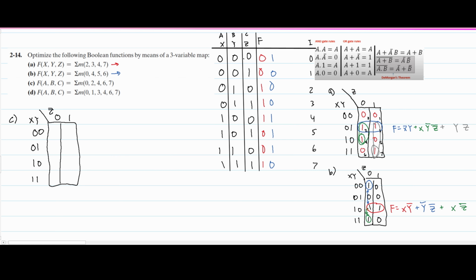For part C, I've gone ahead and drawn the k-map, and now we need to write down our values.